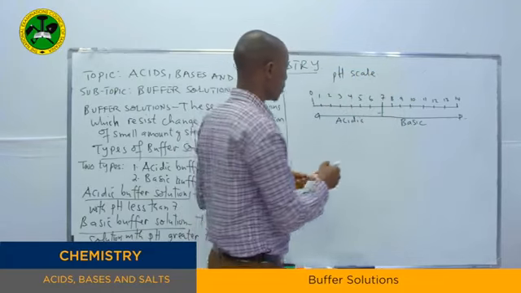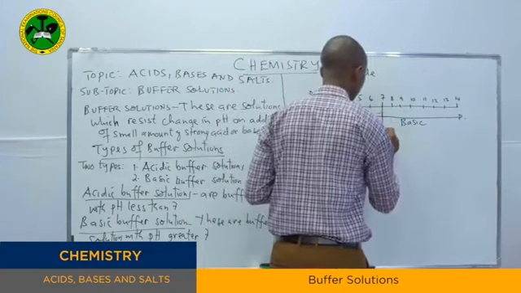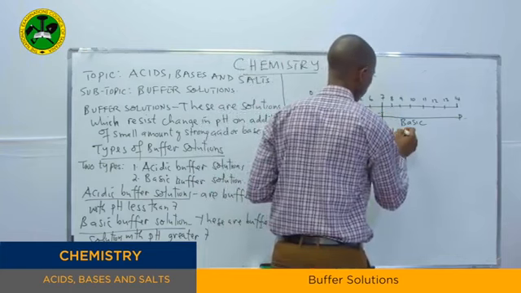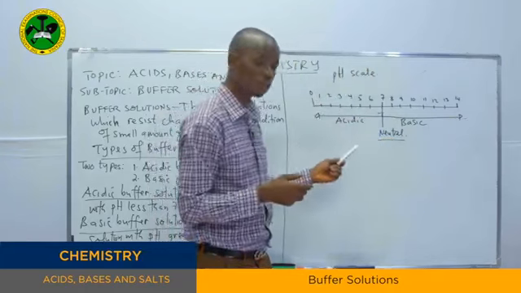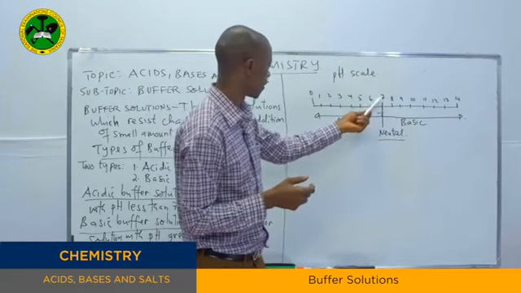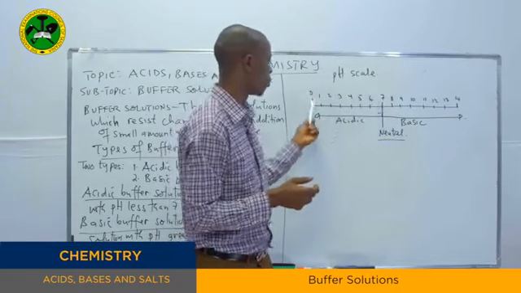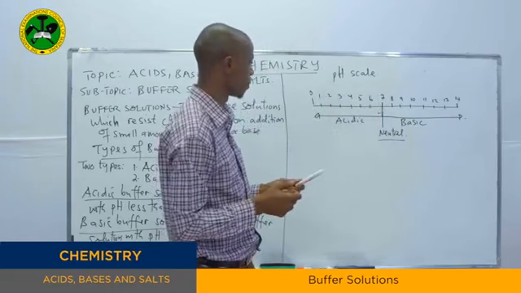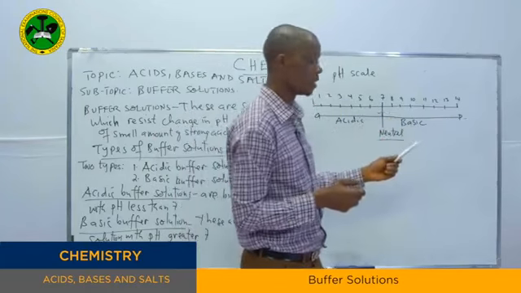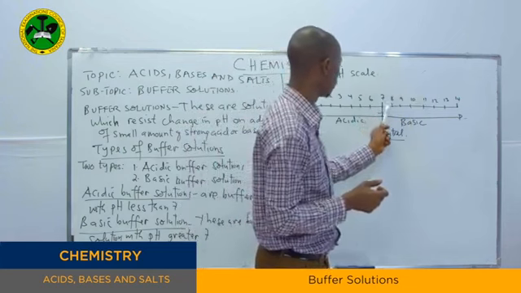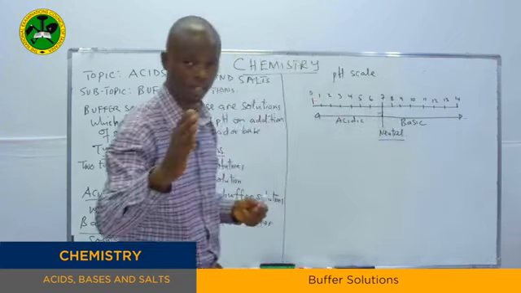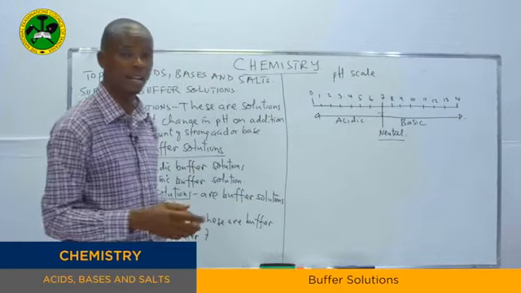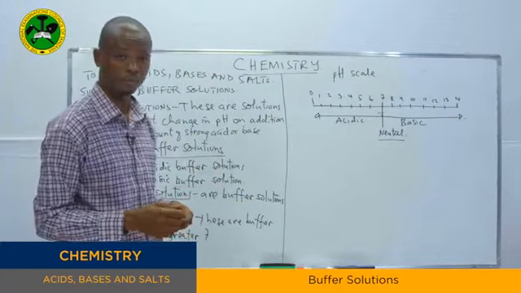As you can see, this 7 indicates neutral. So when the buffer solution has a pH less than 7, we say that the buffer solution is acidic. And when the solution has a pH greater than 7 up to 14, we say that that buffer solution is basic. So it is very simple for you to explain the definition of those terms.